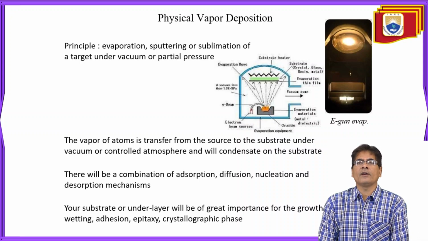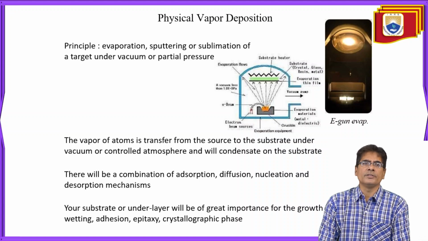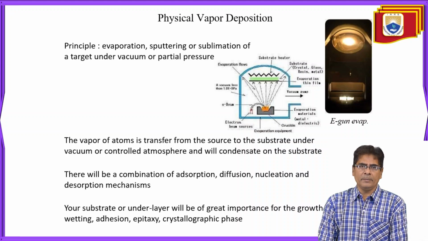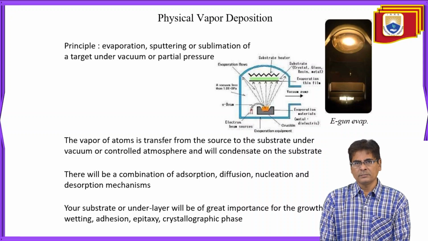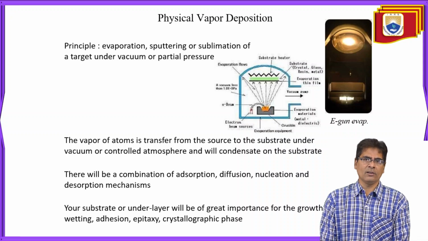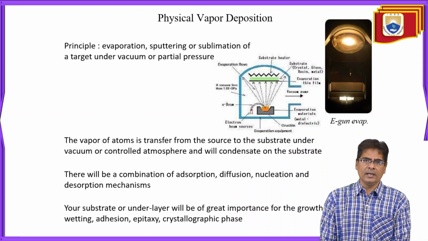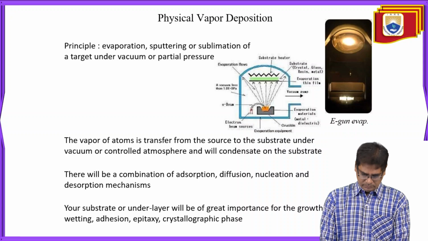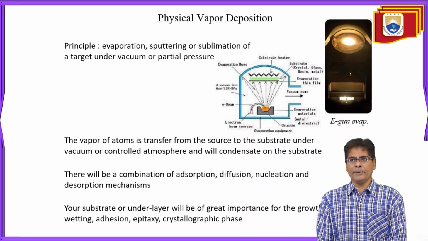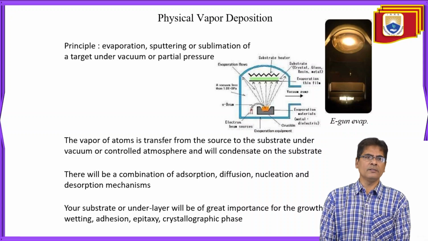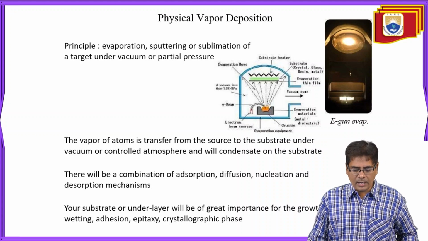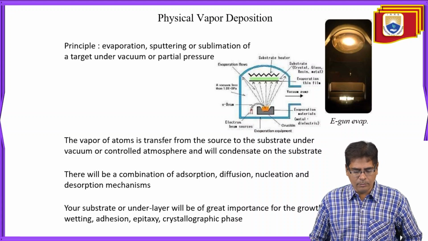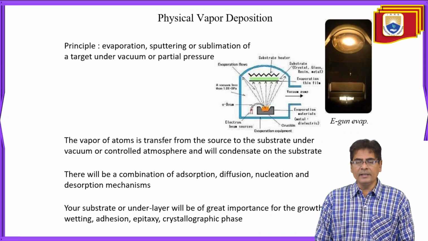So what is the basic fabrication method? It is physical vapor deposition. The principle involved in physical vapor deposition is the evaporation, sputtering or sublimation of a target under vacuum or partial pressure. The vapor of atoms is transferred from the source to the substrate under vacuum or controlled atmosphere and will condense on the substrate.